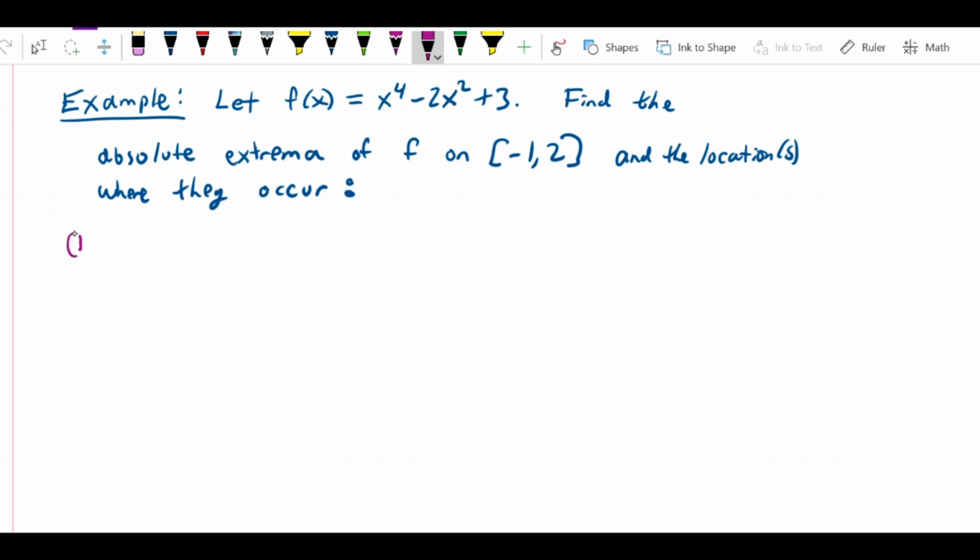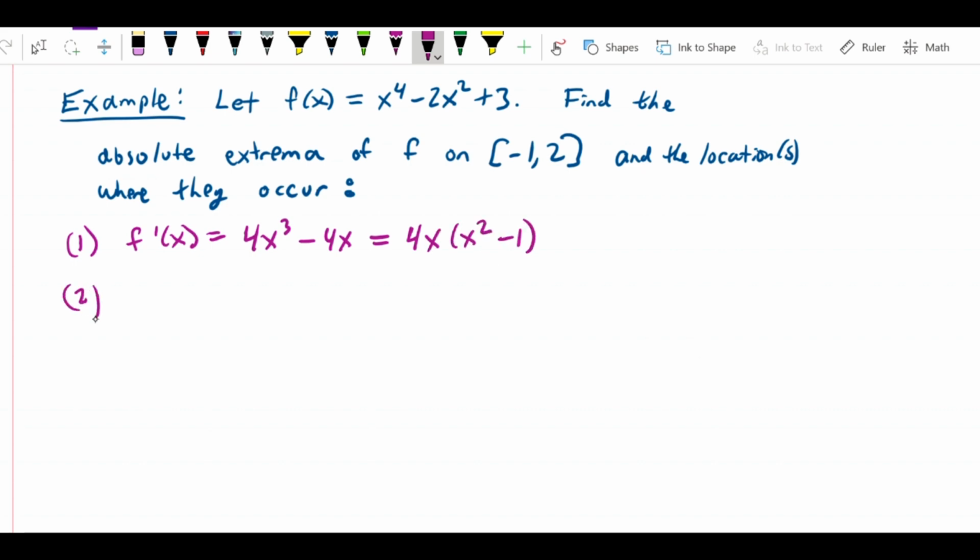So first of all, let's perform the first step of the process. Let's find f prime of x. The derivative is equal to 4x cubed minus 4x, and the derivative of 3 is 0, so it just equals that. So we can simplify this a little bit. This is equal to 4x times (x squared minus 1).